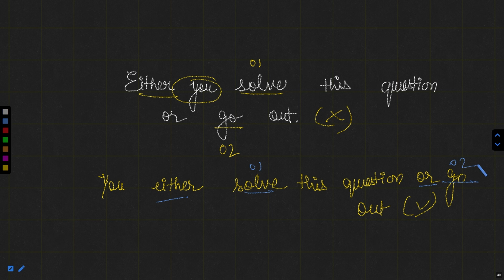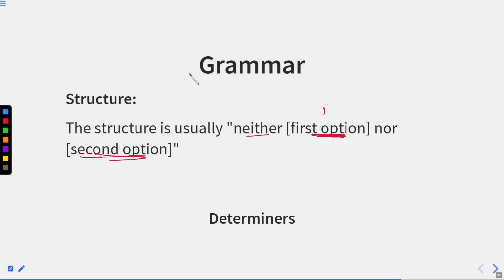So this should be kept in mind that option 1 should be followed by either and option 2 should be followed by or. Similarly, in case of neither nor. So in these structures, we should keep this structure in mind while speaking as well as when we are writing any sentence or speech. So this is also a grammatical structure.